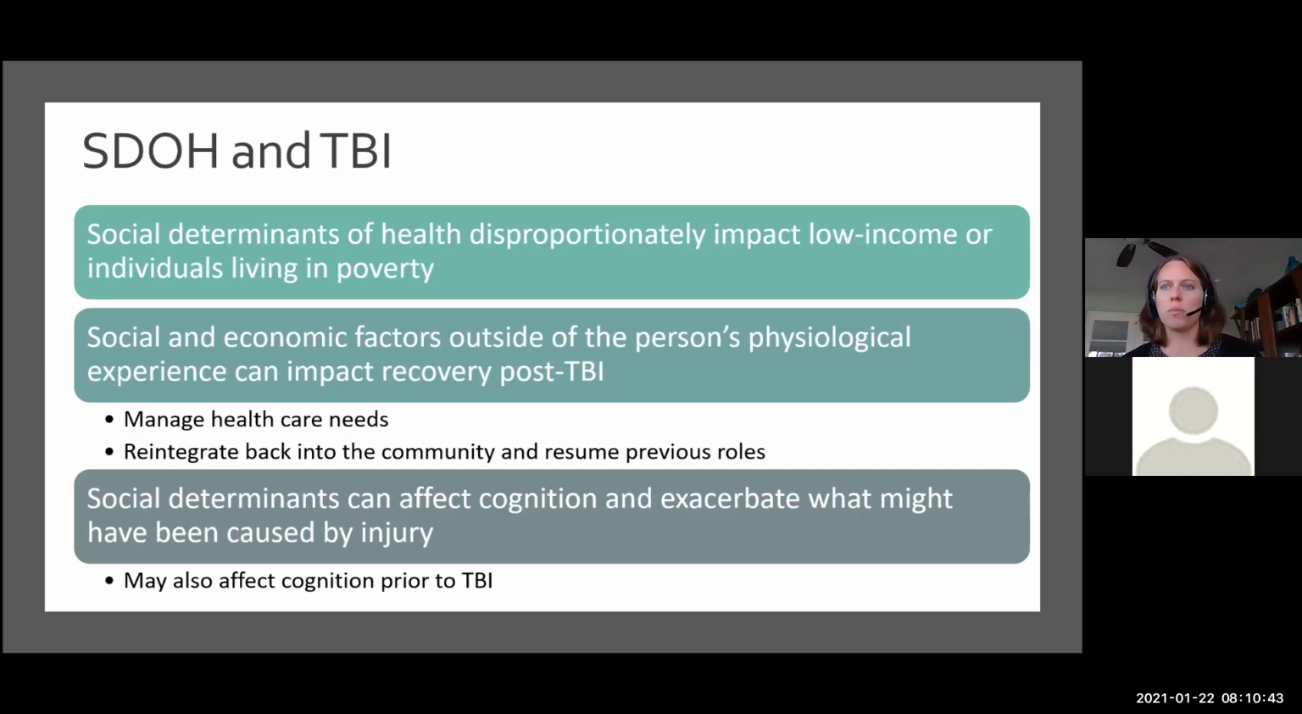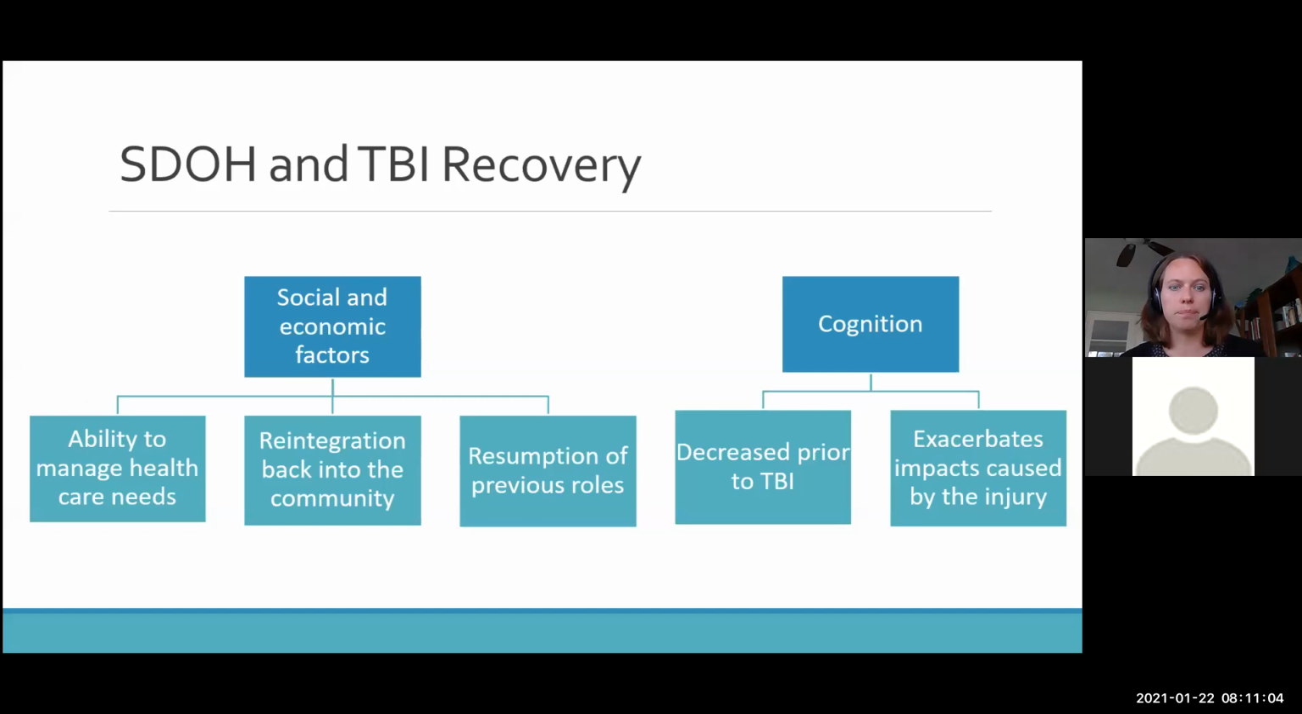And these social determinants of health can also impact cognition, pre-injury and post-injury, and may exacerbate what might have been caused by the injury. So our cognition, I'll go into in a couple of slides here, is really impacted by the things happening around us. And those social determinants of health are those things happening around us and can really affect TBI recovery.